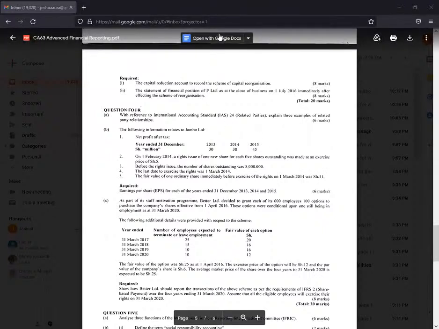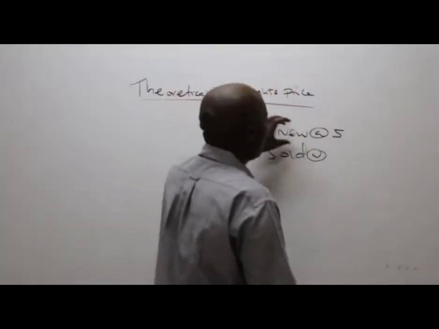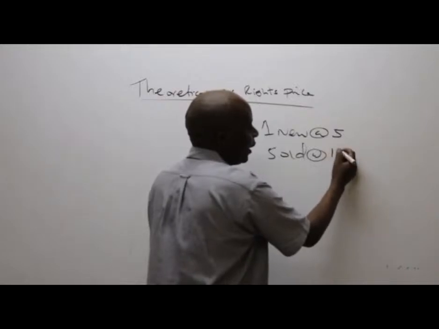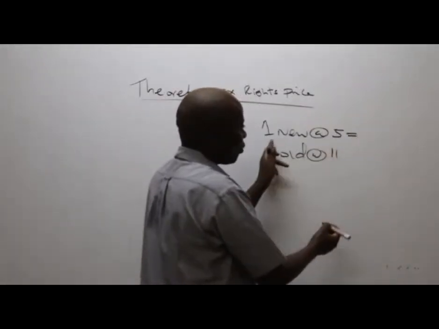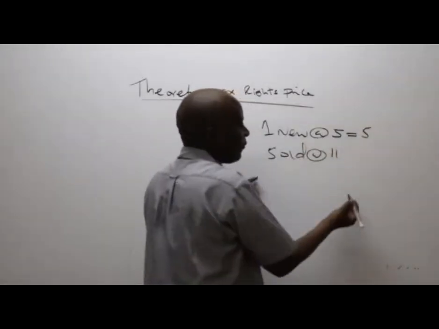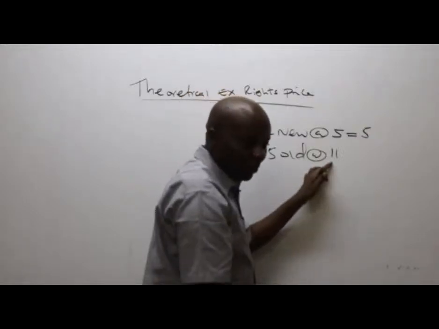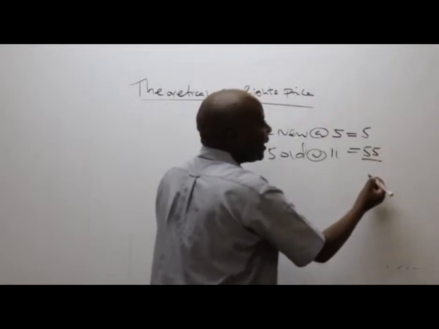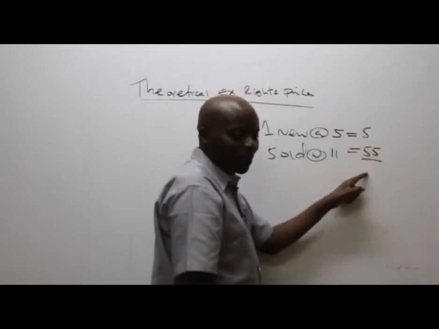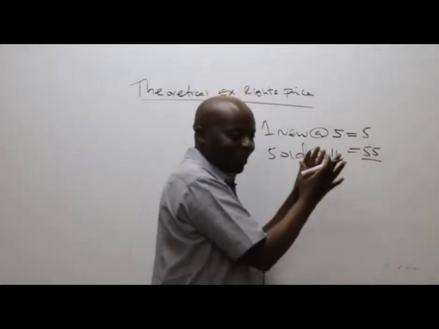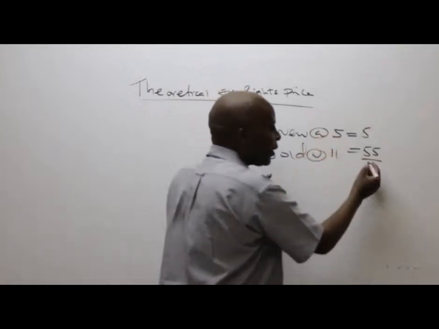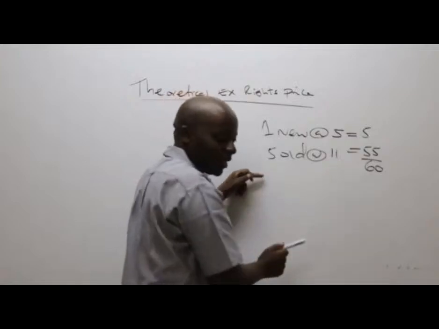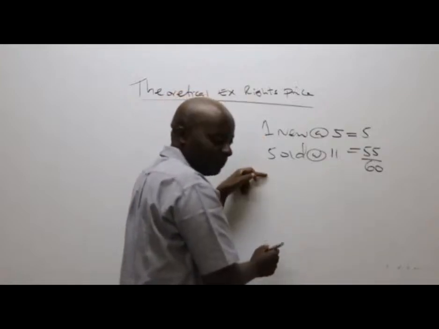So ladies and gentlemen, listen to me very well. 1 new is 5. 5 old, each one is going for how much here? Somebody said 11. So could you kindly multiply this? So 1 times 5, this gives me 5. 5 times 11 gives me how much here? Somebody said 55. So the total bundle here will be worth how much? 60. But now how many shares do we have which are equivalent to this?